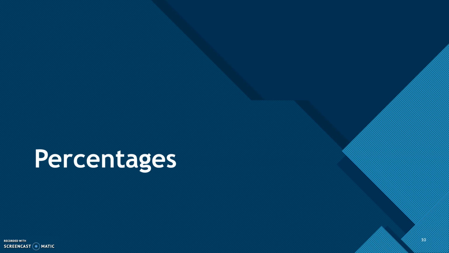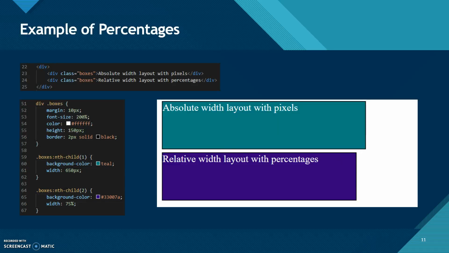Now we're going to talk about percentages. Percentages are a lot like the relative absolutes, meaning they can change. However, with percentages, it changes depending on what its container is. So in this case, we see that we have an absolute width layout with pixels and a relative layout with percentages.